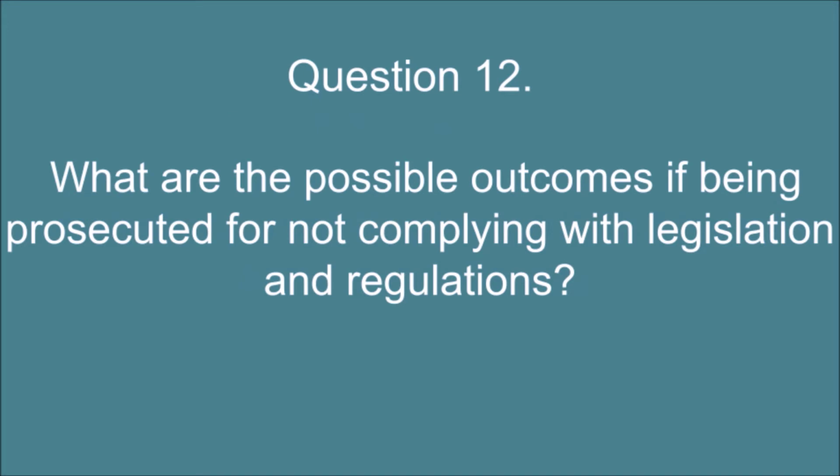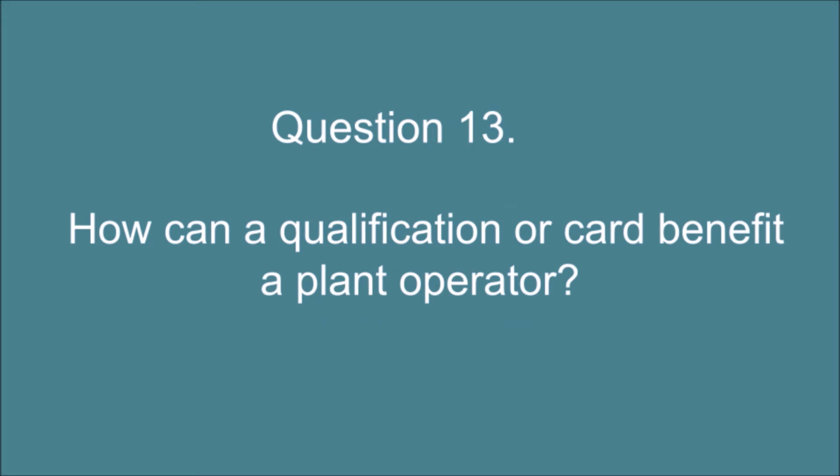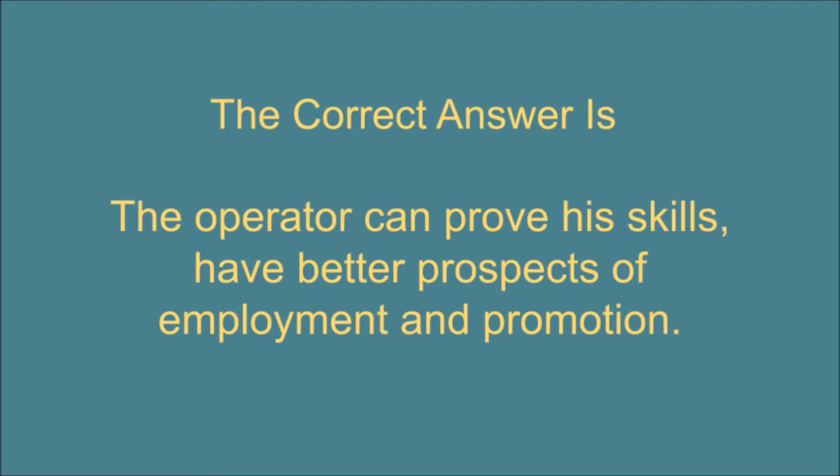Question 12. What are the possible outcomes if being prosecuted for not complying with legislation and regulations? The correct answer is: case dismissal, fine, imprisonment. Question 13. How can a qualification or card benefit a plant operator? The correct answer is: the operator can prove his skills, have better prospects of employment and promotion.